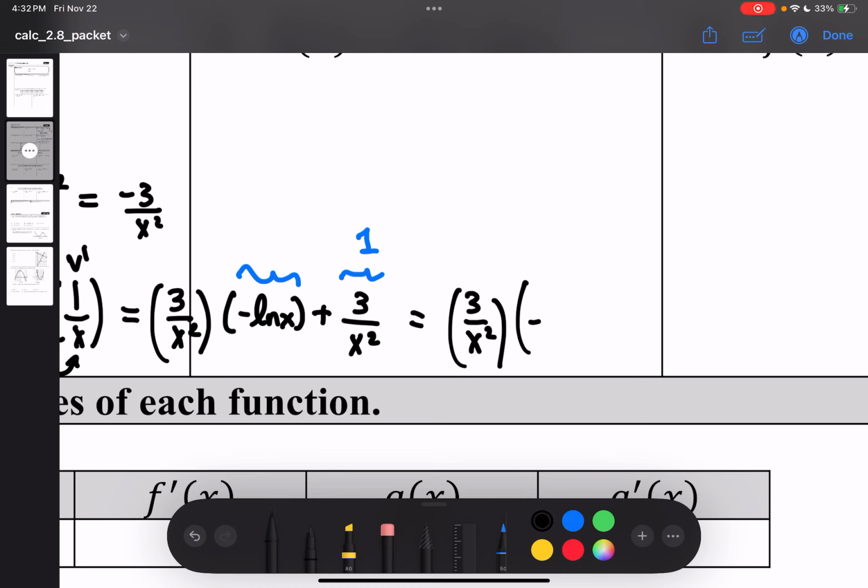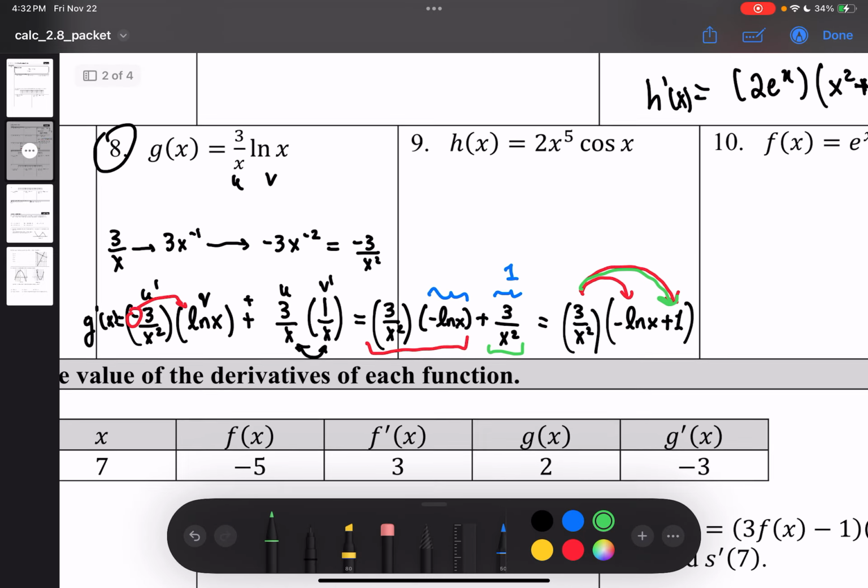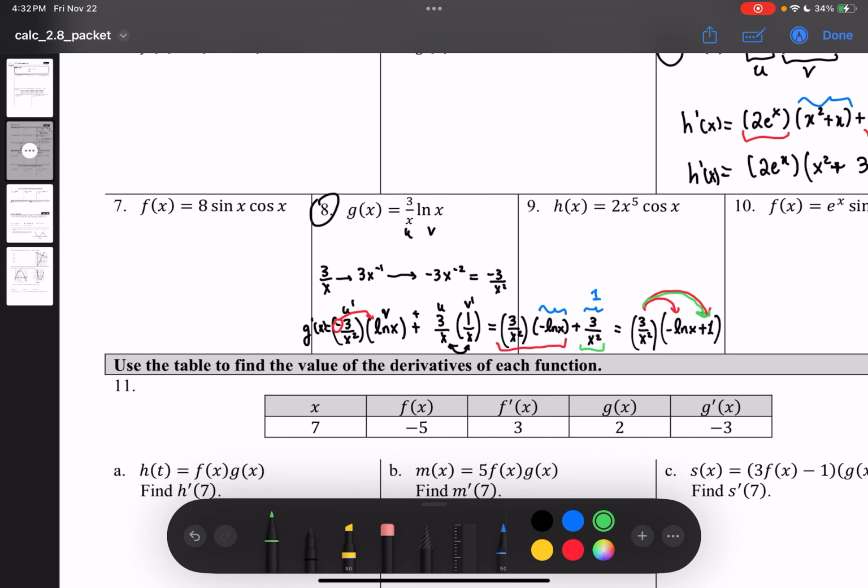So it will be minus ln x plus 1. A very simple way for you to know that your factorization was correct is by trying to distribute the 3 over x to the power of 2 back in its place. So 3 over x to the power of 2 multiplied by minus ln x is going to give you this piece. And 3 over x to the power of 2 multiplied by 1 is going to give you back this piece. So this is how you know your factorization is correct.